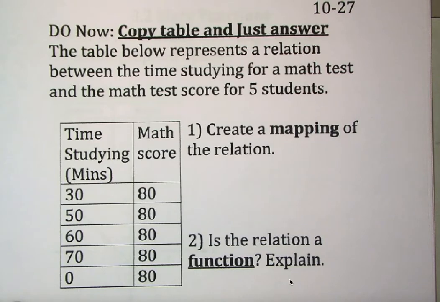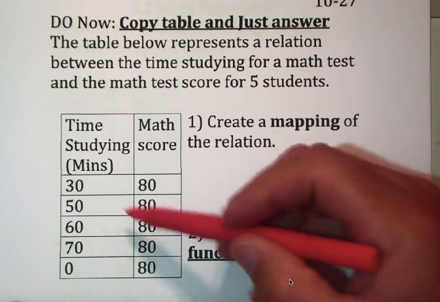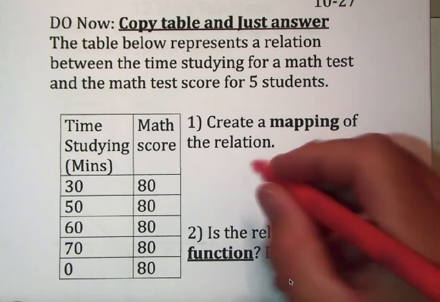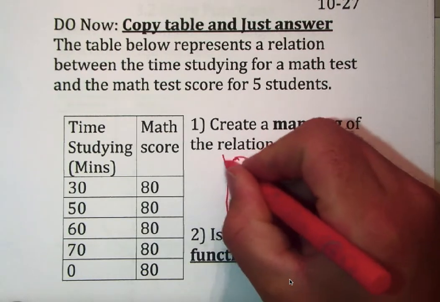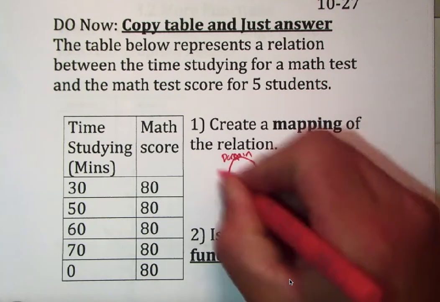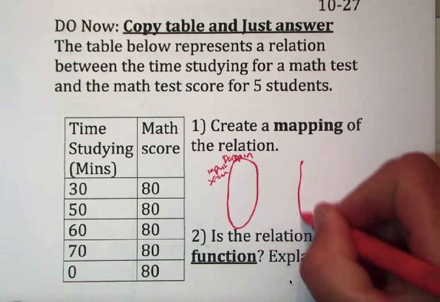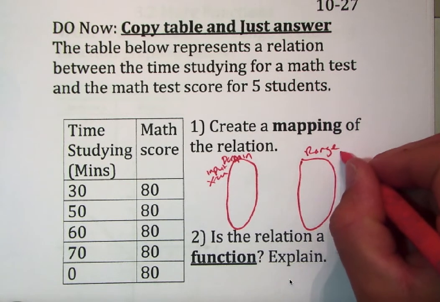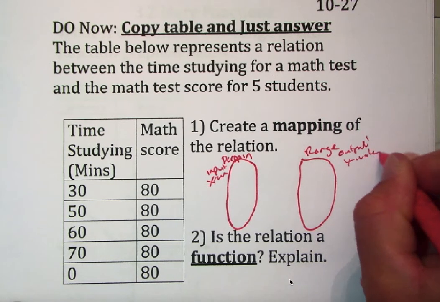It says the table below represents a relation between time studying and the math score for a math test of 5 students. So we have a relationship here. Let's create a mapping diagram of this. Remember, we have our domain, our inputs, our x values. The other one, range, is your outputs, your y values.